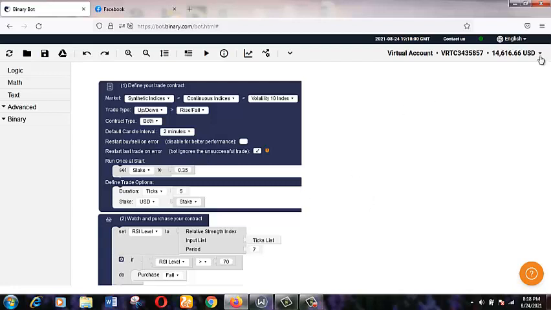Here is our virtual account. We have $14,616 in this virtual account, and I already have the bot that I want to upload now to trade for me in this account. So we'll watch it together and see how the bot performs.